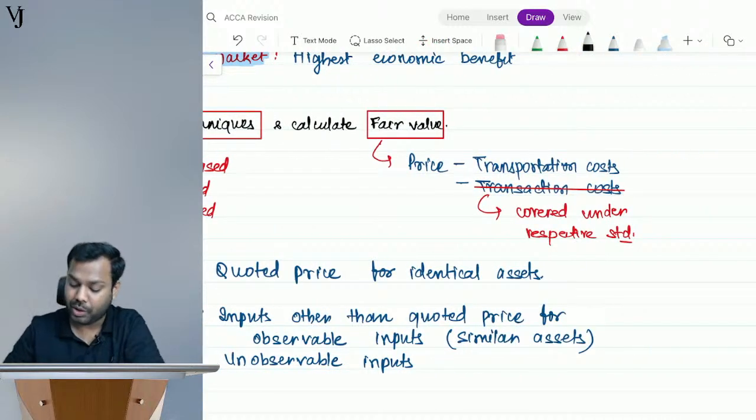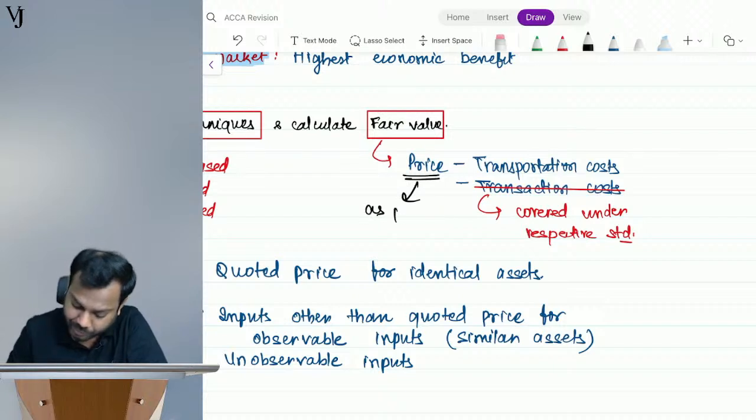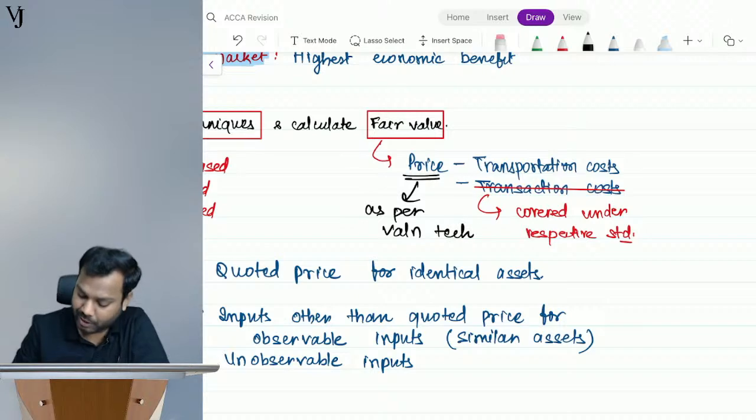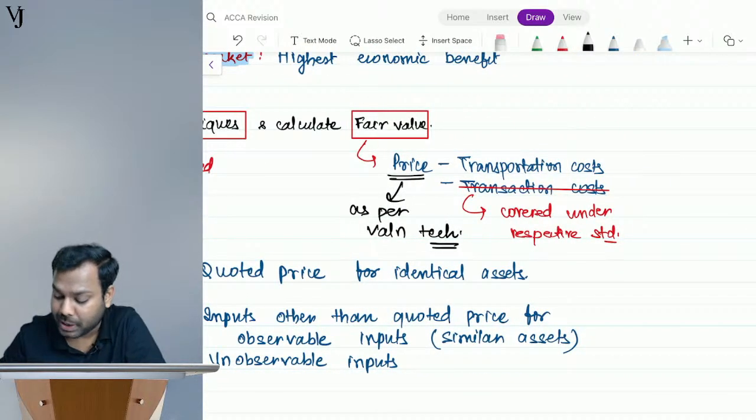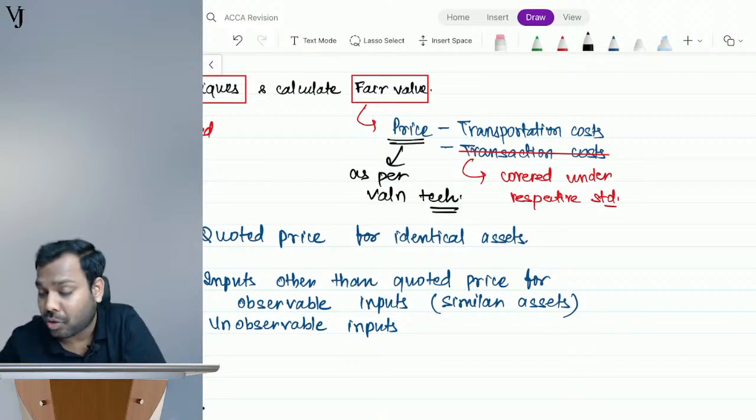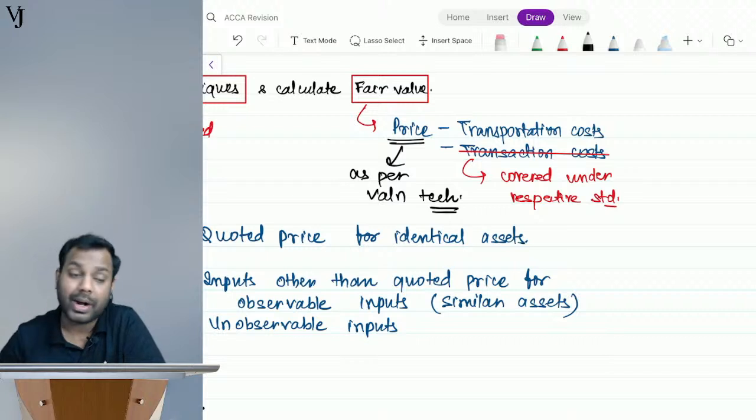How will you calculate fair value? Price, what is the price? Price as per the valuation techniques that you applied here, minus transportation cost. But you will not deduct transaction cost, because whether to deduct transaction cost or not is covered under the respective standards.